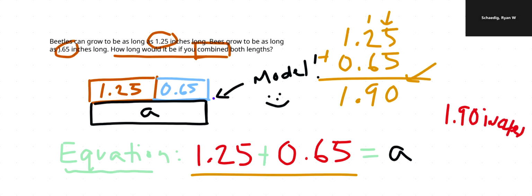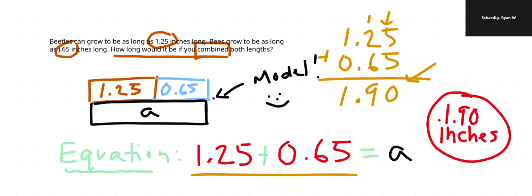But actually you can't even read that. That looks crazy. So let's write it underneath: 1 and 9 tenths, or 1 and 90 hundredths inches. And now I'm going to go put my box. Here's my answer. In fact, I'm even going to come over here and get rid of this I dot because that kind of looked like a decimal. And there it is. And there I have it.